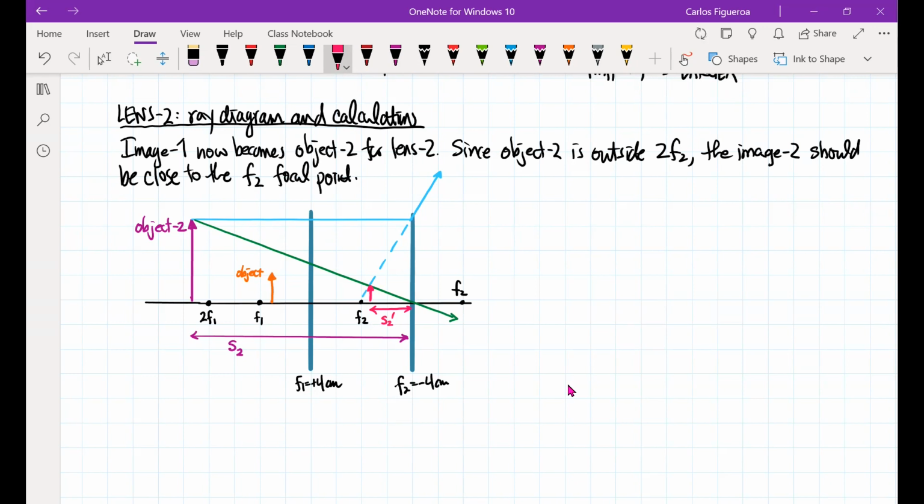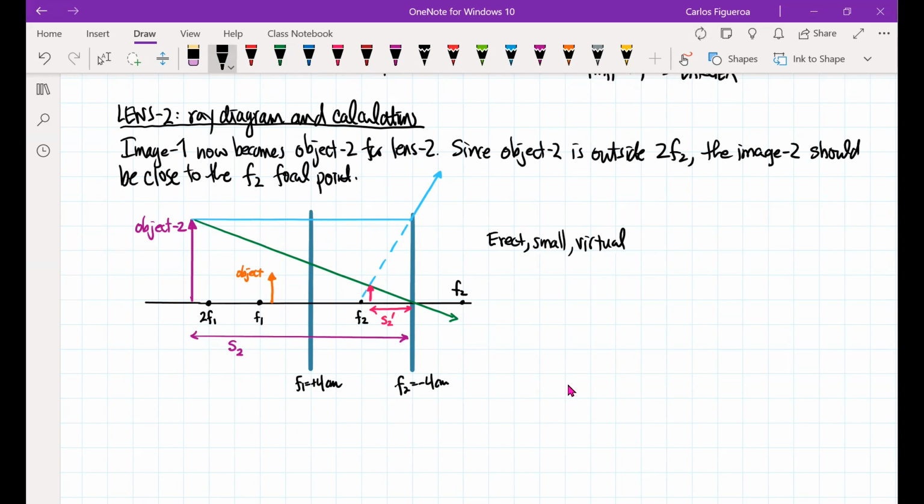So what do I see here? If I look at the image characteristics, we can clearly see that it's going to be erect, it's going to be smaller, and it's going to be virtual because it's on the left side of the lens. Of course it's going to be virtual. That is a diverging lens, f2.